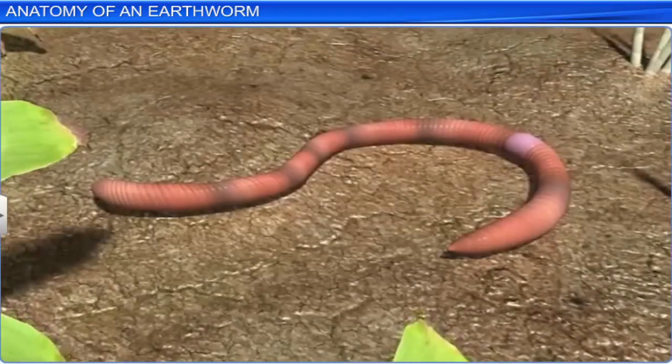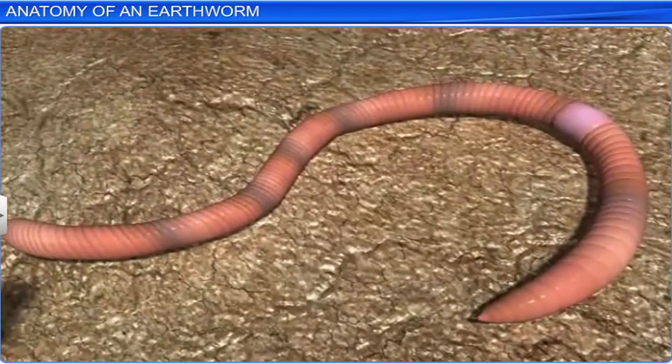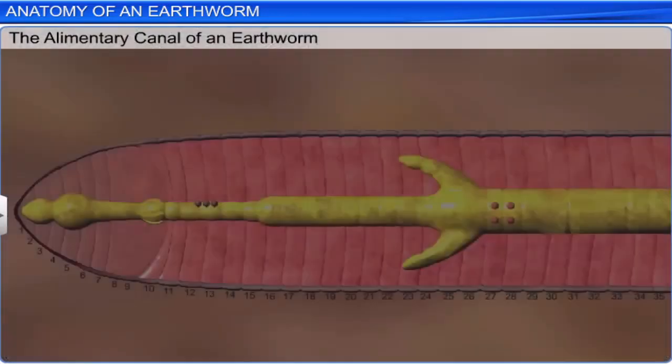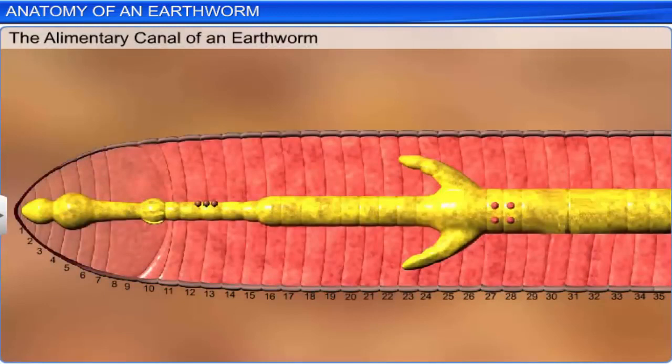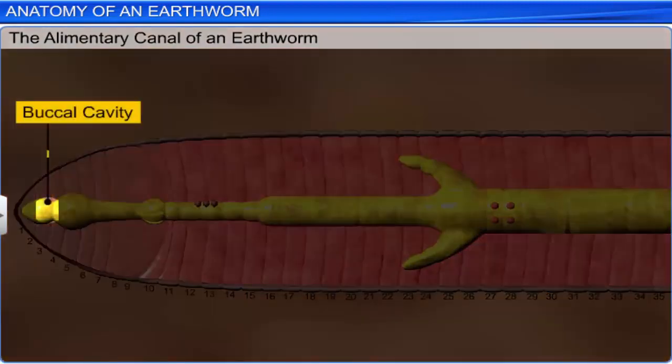Now let's take a look at the longitudinal section of the worm to study its remaining anatomical features. You'll notice a straight tube that runs from the first to the last segment of the body. This tube is the alimentary canal. Towards the anterior end, the first segment bears the mouth, which opens into the buccal cavity up to the 3rd segment.